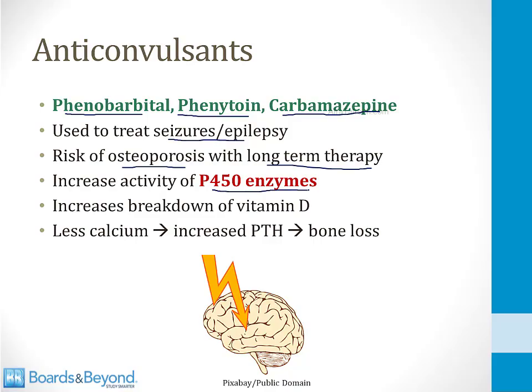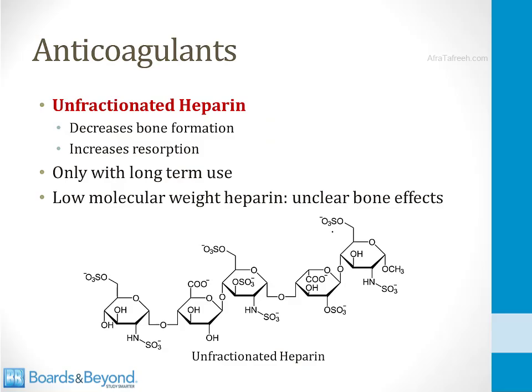The reason these drugs can cause osteoporosis is because they activate or increase the activity of P450 enzymes in the liver. This leads to an increased breakdown of vitamin D, and there is a relative vitamin D deficiency. As a result, the calcium level will become low and the parathyroid gland will release more PTH. This will normalize the calcium level, but at the expense of bone loss, and that's why these drugs can lead to osteoporosis.